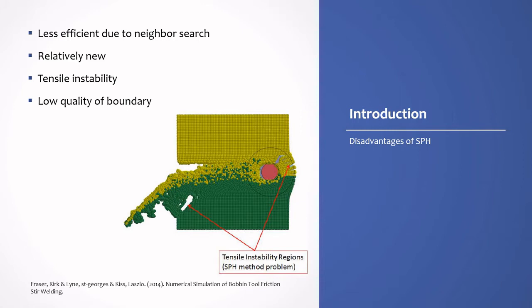Another noted issue with the SPH method is tensile instability. This occurs because of the dependence on distance of the particle interactions. This will present itself as a bunching of particles.